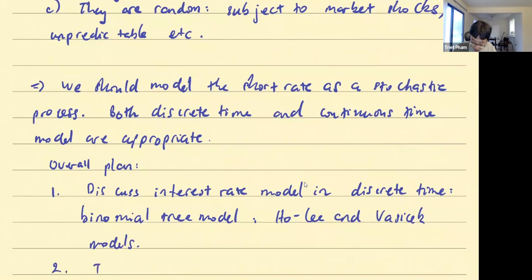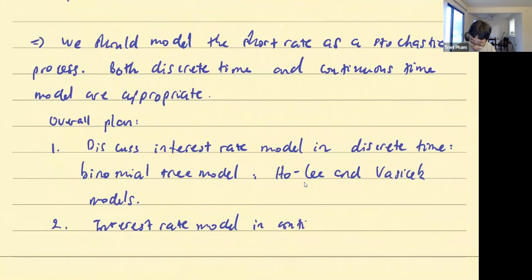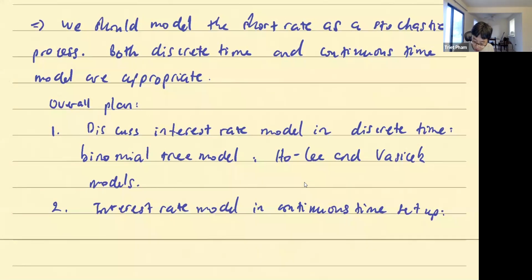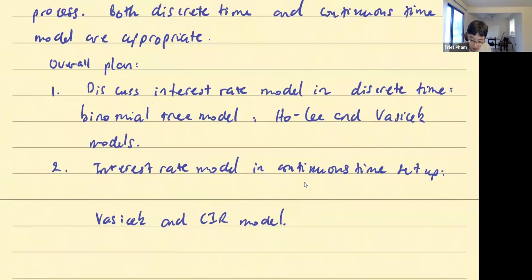So the interest rate model in continuous time setup would be the Vasicek and CIR model. And then, these are just models. The whole point of this class is basically pricing based on the models.